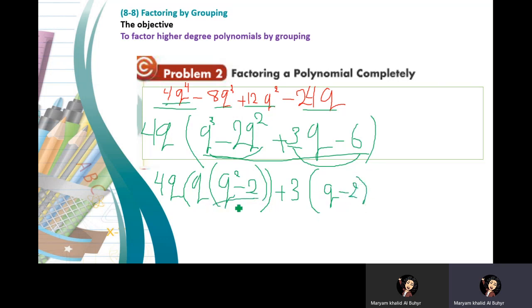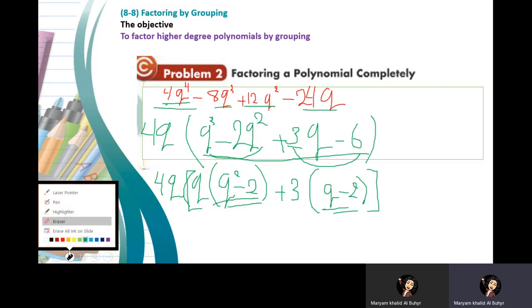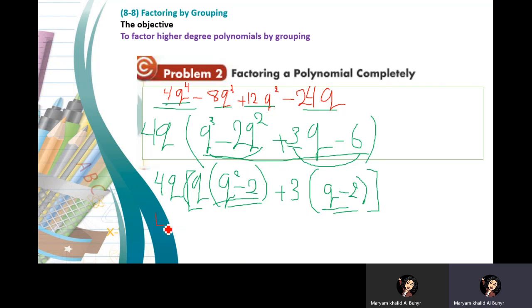Because if I don't have these exactly the same as each other, I cannot pull it out, or I cannot group them. This is the main idea from grouping. Now I can group them. I will leave 4q outside. Then I will take q squared minus 2, I'll take it again as a common factor. What is the remaining? Q plus 3. You're done. So that's the idea.